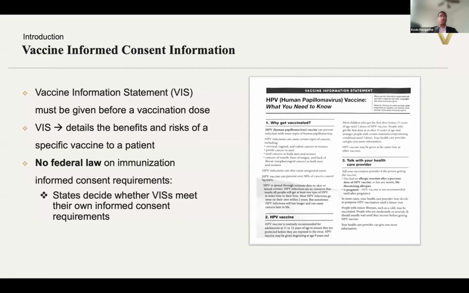Each state gets to decide how a vaccine information statement, which is a detail of the vaccine risks and benefits, relays its information. So each state getting to decide how these requirements are satisfied leads to more inconsistent documentation.